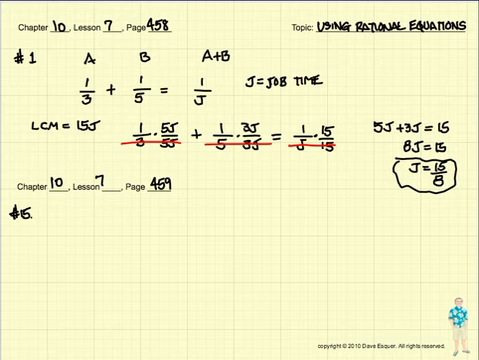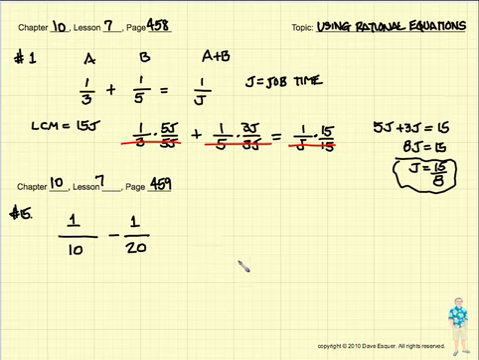Number 15 is a little more complicated. It takes 10 hours to fill a pool with water and 20 hours to drain it. So to fill up the pool, to do the job, takes us 10 hours. To empty the pool, it takes 20 hours. If the pool is empty and the drain is open, how long will it take to fill the pool?